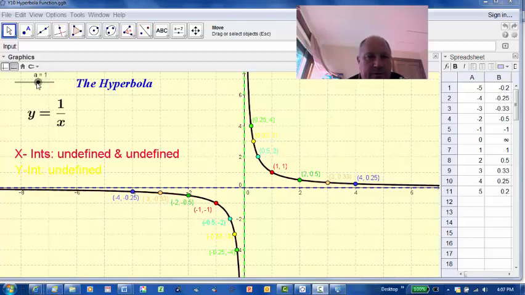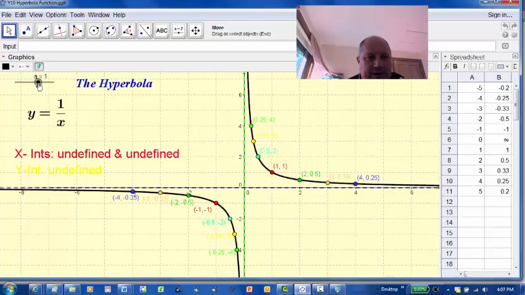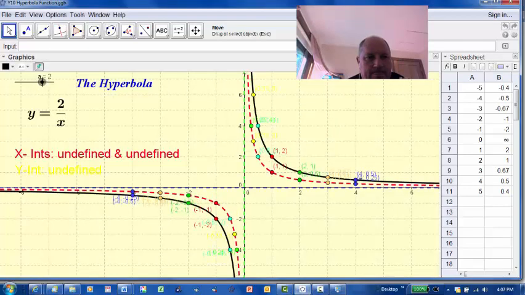The next graph we're going to look at is now changing the value of a to 2. So a is actually the value above the x. So this now becomes 2 on x. What's the effect on our graph?